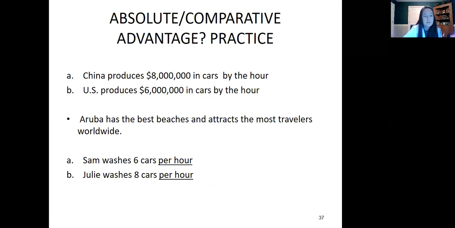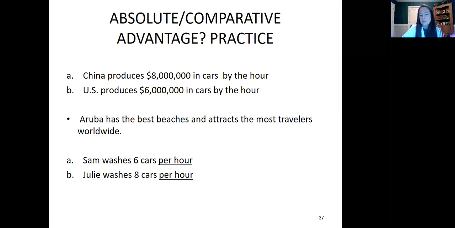So here's 3 examples. The first example, China produces $8 million in cars by the hour. The United States produces $6 million by the hour. China would have the comparative advantage over the United States when producing cars by the hour. The second one, Aruba has the best beaches and attracts the most travelers worldwide. Aruba would have the absolute advantage over other countries because of their beaches.